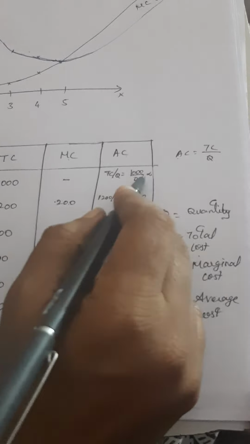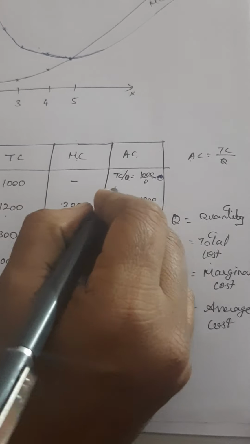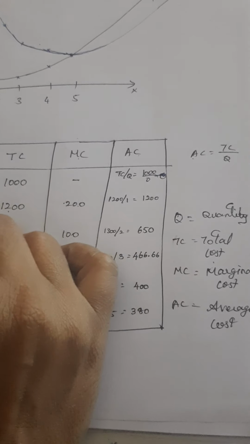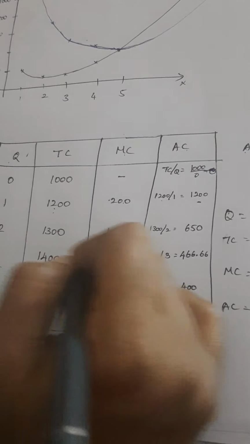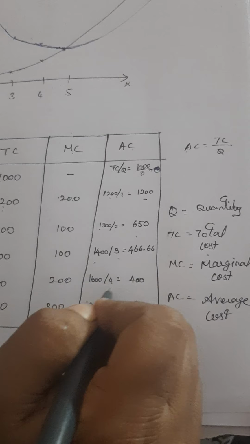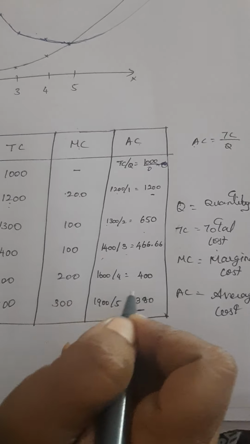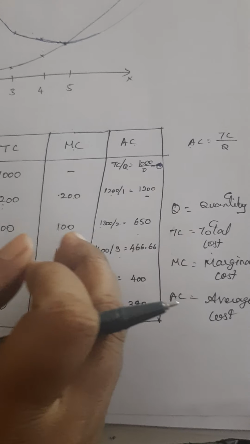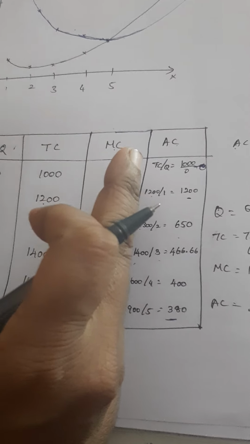Okay, TC by Q means 1000 by 0. What will be the answer? We can't denote it, isn't it? So it will be 0. When TC is 1200 and Q is 1, when you divide that, you get 1200. Similarly we do all of these: 1300 by 2, 1400 by 3, like that we are doing here. We got the answers. Most probably MC and AC will differ.